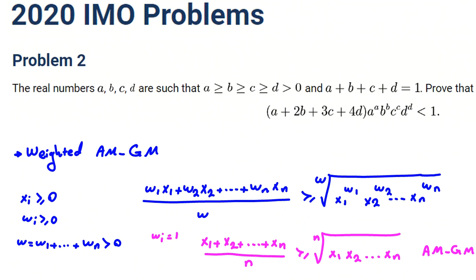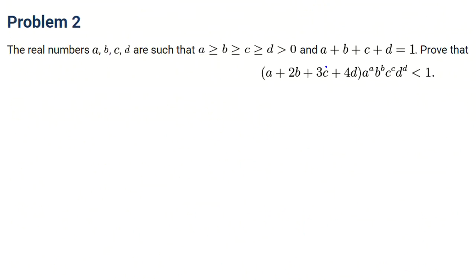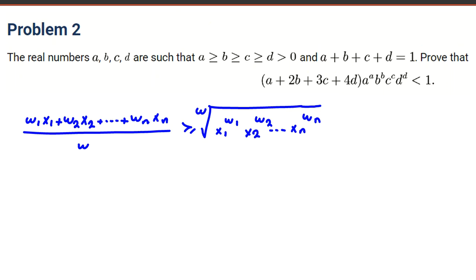Let me copy this problem. Okay, so for this part, I want to use AM-GM. The most important inequalities are AM-GM, I can say QM, AM, GM, HM, which we covered in this video, and also Cauchy-Schwarz. So here, how can we use AM-GM?